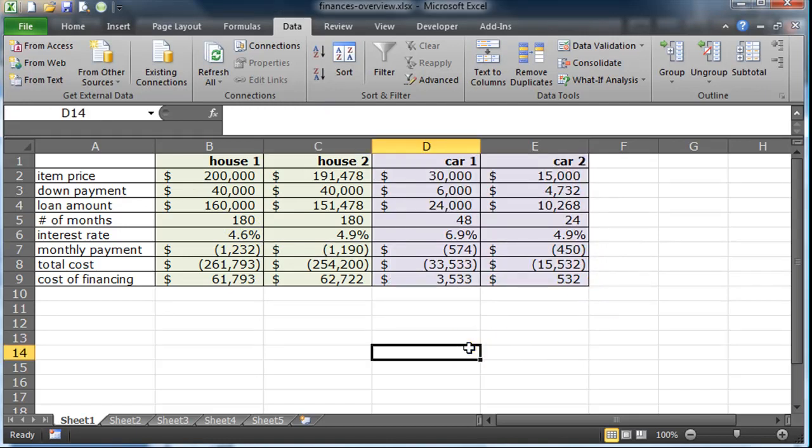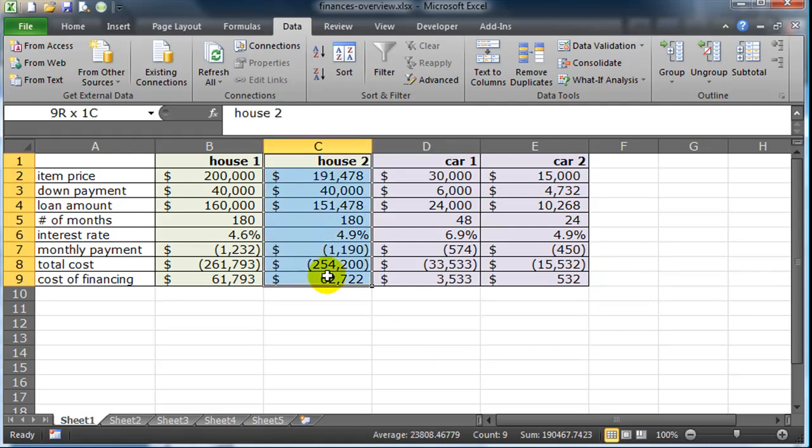Okay, let's do a couple other things here. Get rid of that little box for a second. And let's say I am going to focus on this house here. Okay, house number 2.